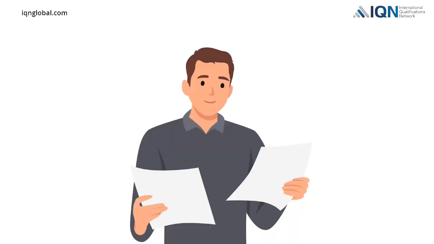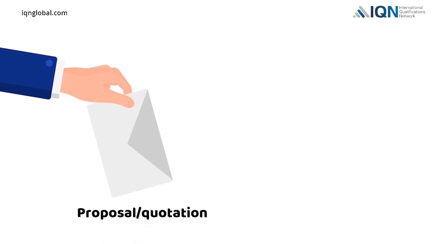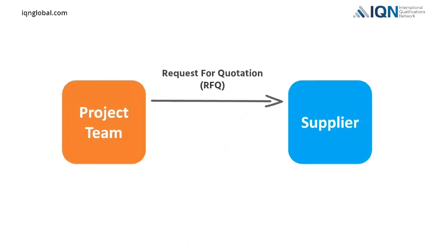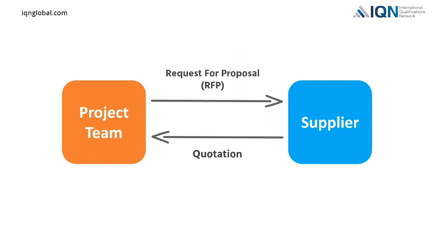After receiving the request, the suppliers will study the details. If the suppliers have some questions, the project team may invite them to attend a meeting or conference where these questions will be clarified. Next, suppliers will submit either proposals or quotations to the project team. If the team has provided an RFQ, then the suppliers will submit a quotation. If the team has provided an RFP, then the suppliers will submit a proposal.